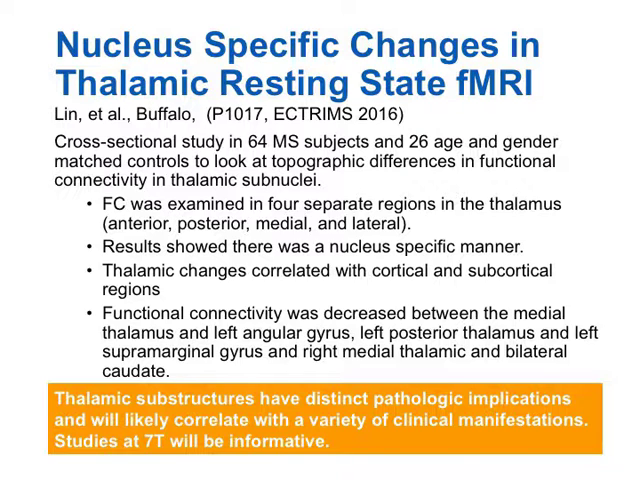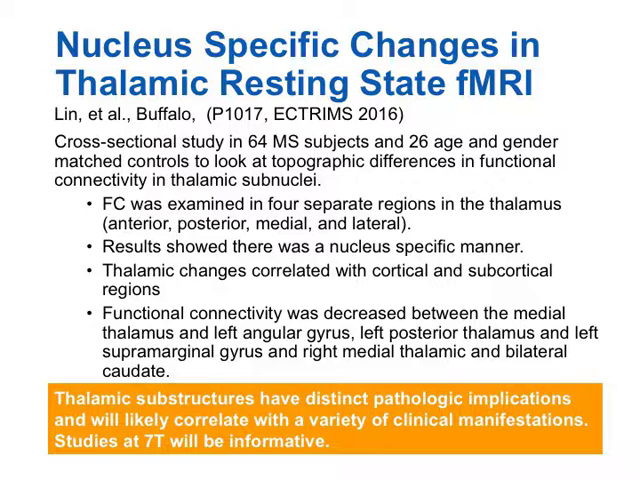So it was a cross-sectional study, 64 MS subjects and 26 age and gender matched controls, where they wanted to look at topographic differences in functional connectivity in the different thalamic subnuclei. So functional connectivity was examined in 4 separate regions in the thalamus: anterior, posterior, medial, and lateral. And the results showed that there was a nucleus-specific manner of correlation with the different changes in functional connectivity.